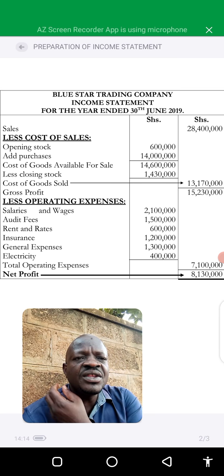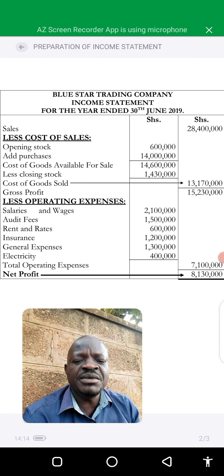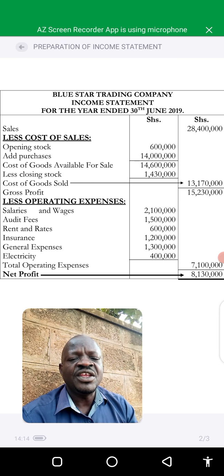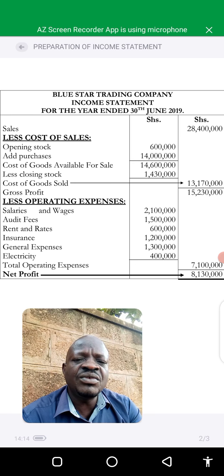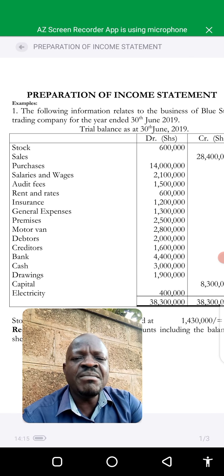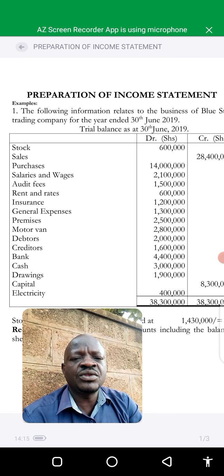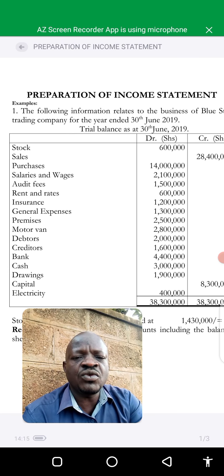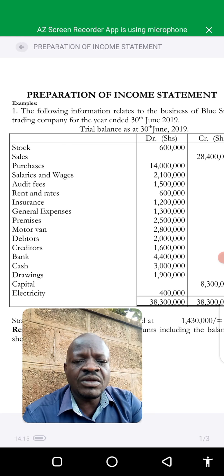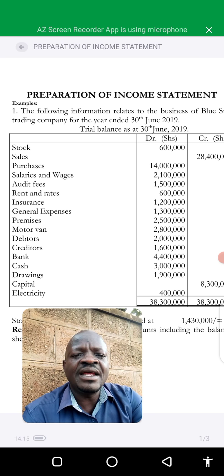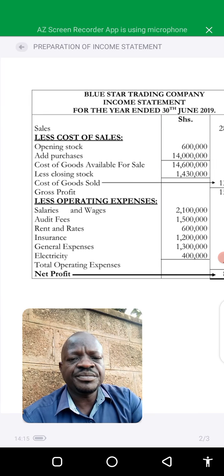Then we shall come and say less cost of sales, and we shall say opening stock. These are the goods that you have in the business as the year begins or when the financial period begins. Opening stock was 600,000. We are picking these figures from the trial balance. As you can see, item number 1 is the opening stock. The stock you see there is the stock that we have at the start of the business.